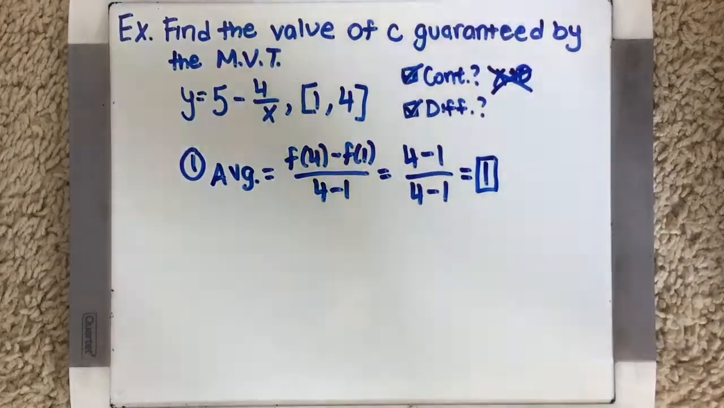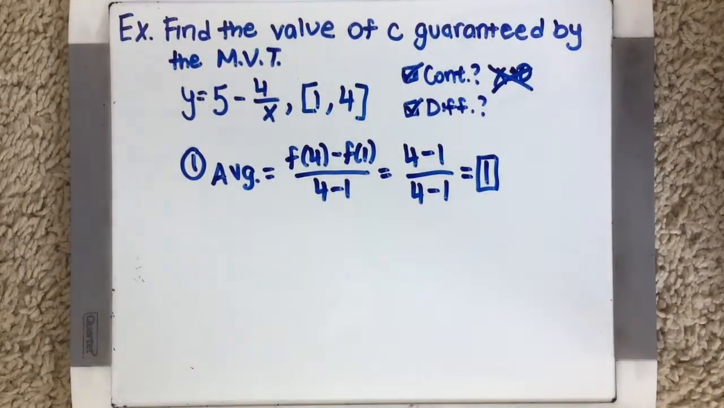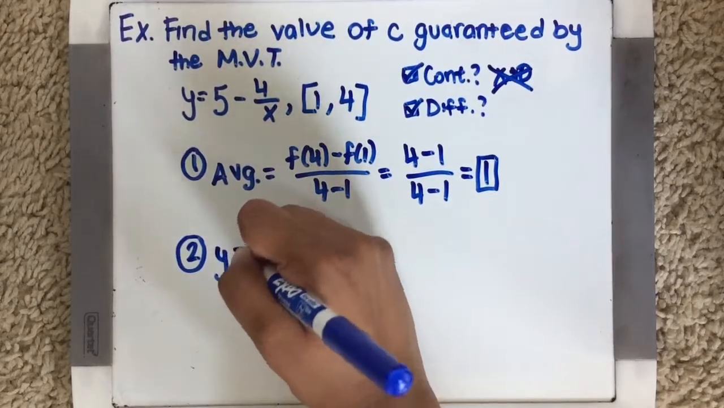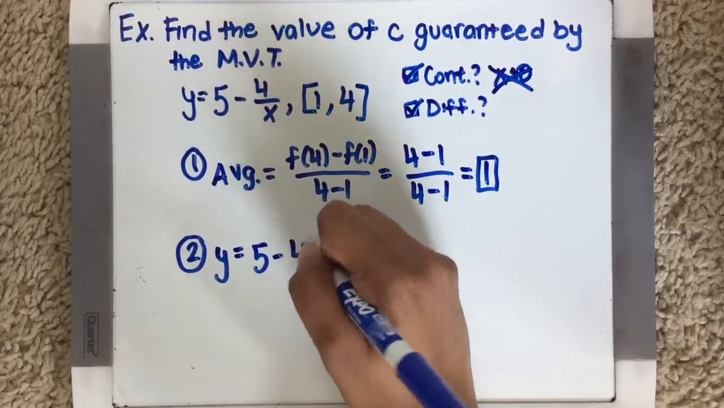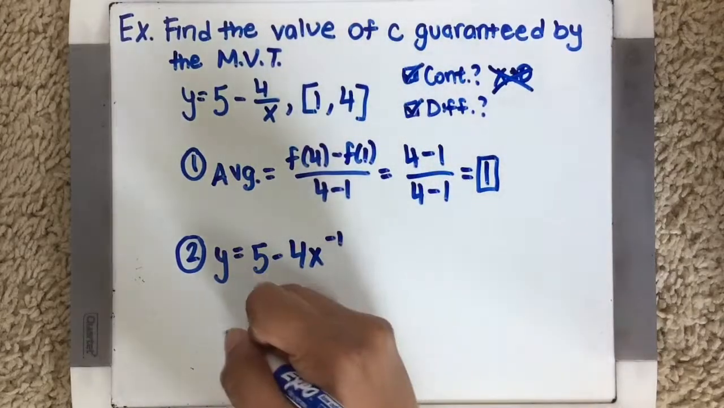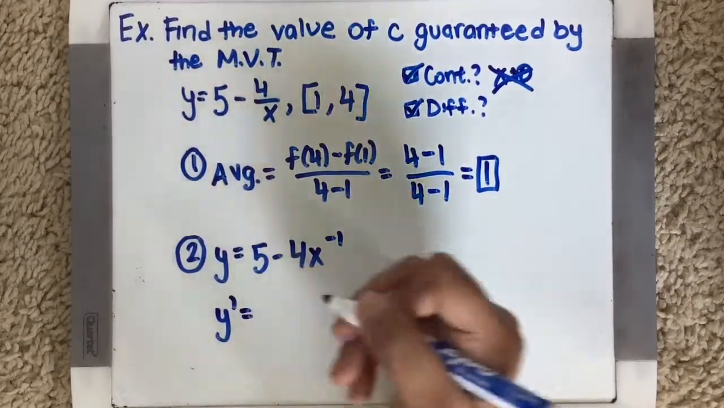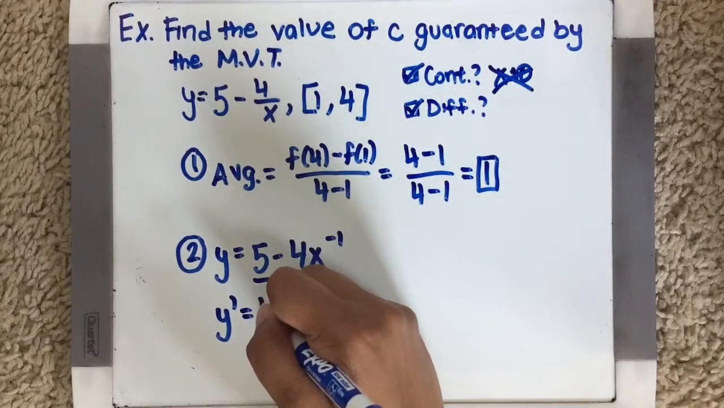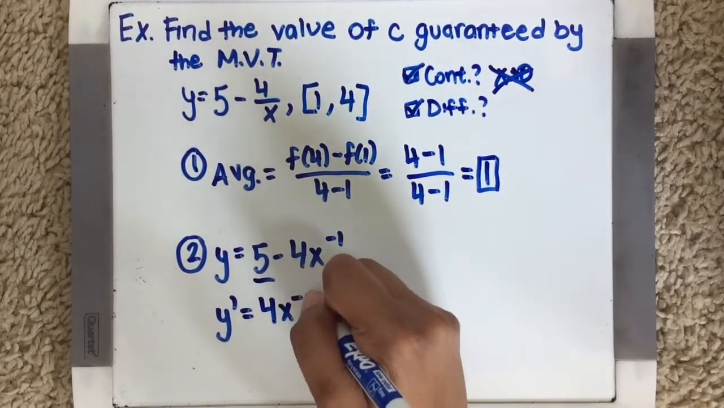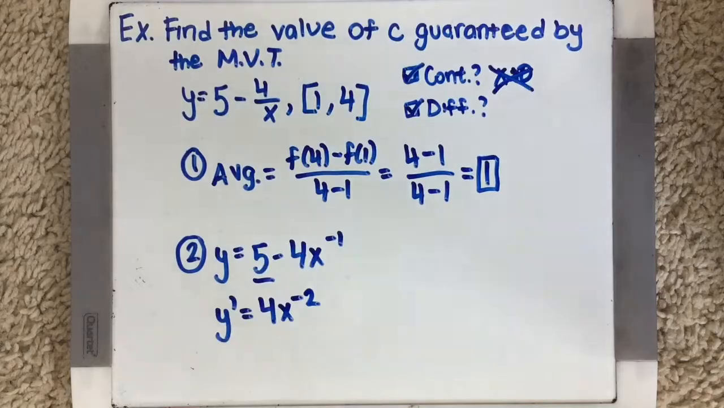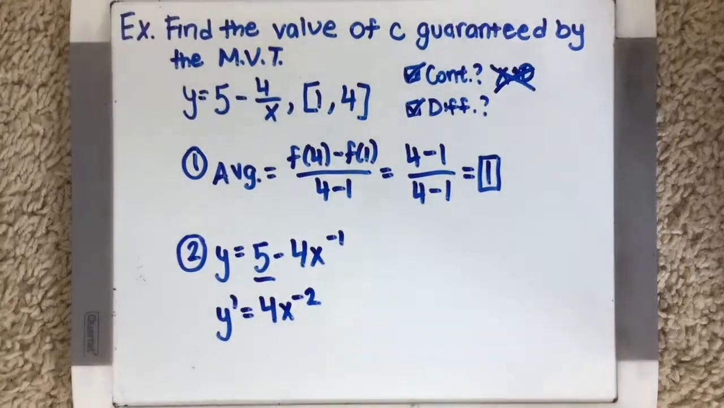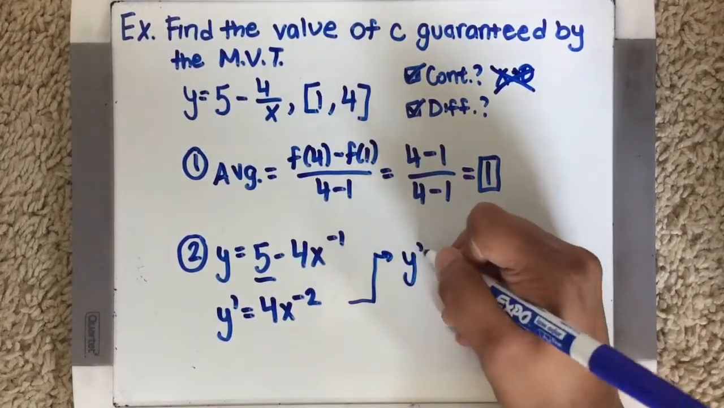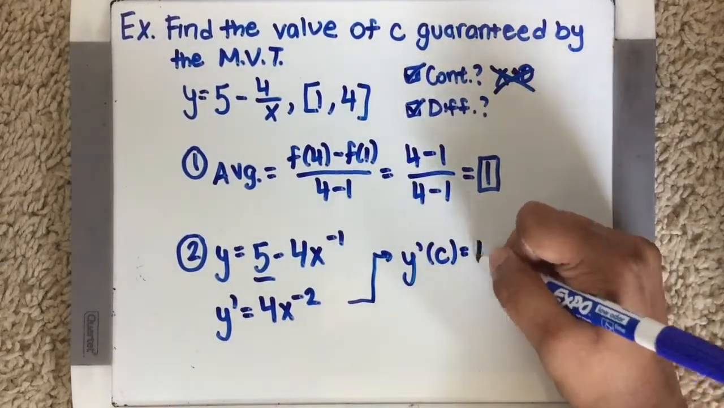Moving on to the second step, we have to take the derivative. We can rewrite y as y equals 5 minus 4x to the -1 to make it easier to use the power rule. Taking the derivative, the constant disappears, and we can move the power down to obtain 4x to the -2. Now we can just plug in c to get y prime at c equal to 4 times c to the negative 2.